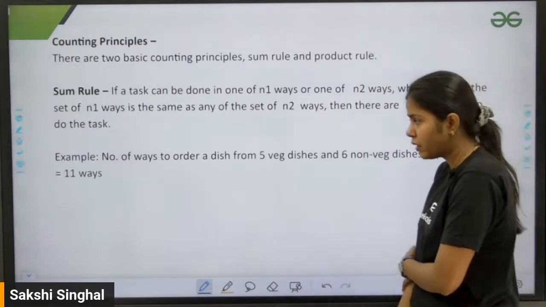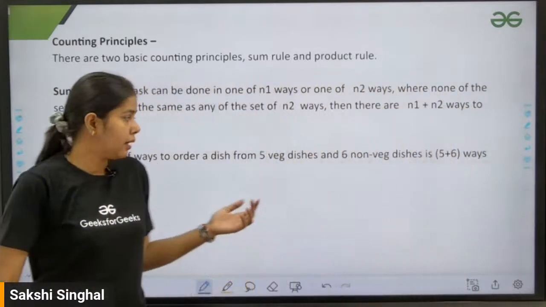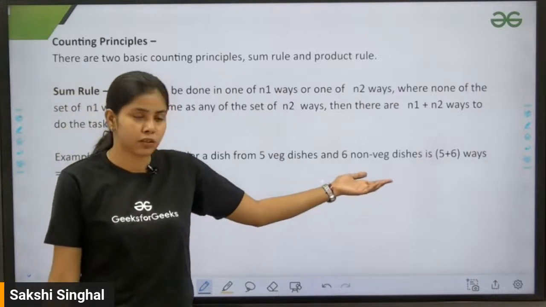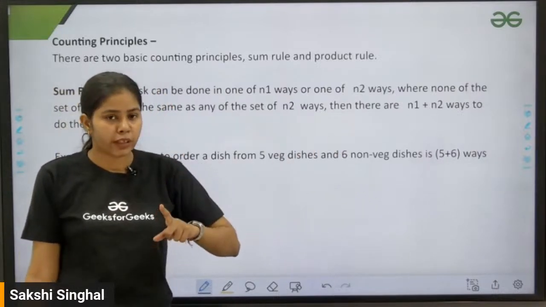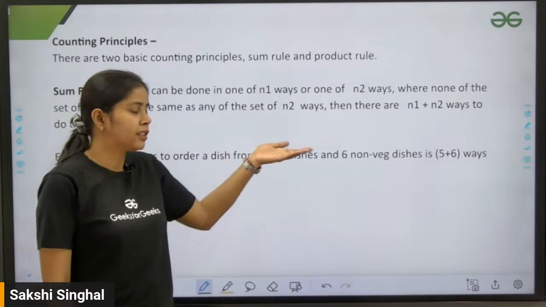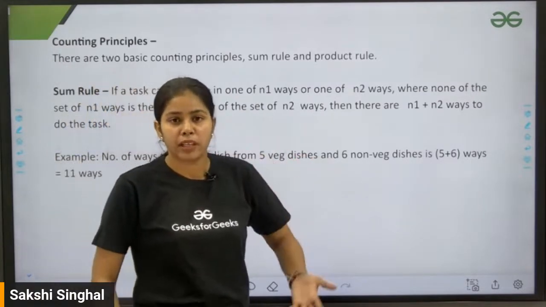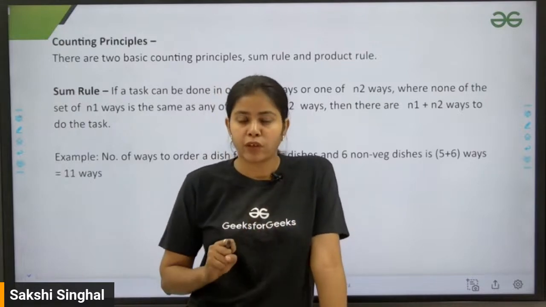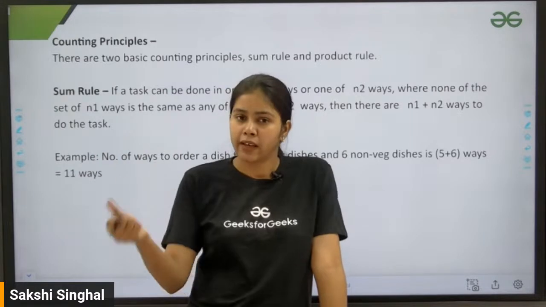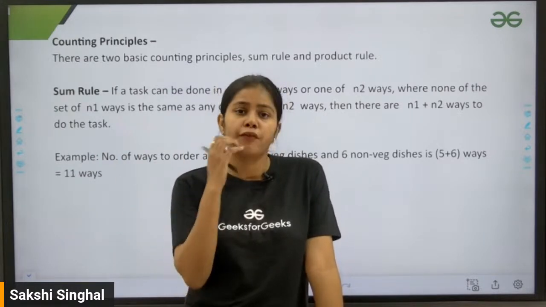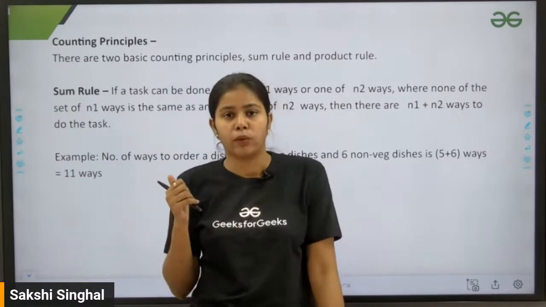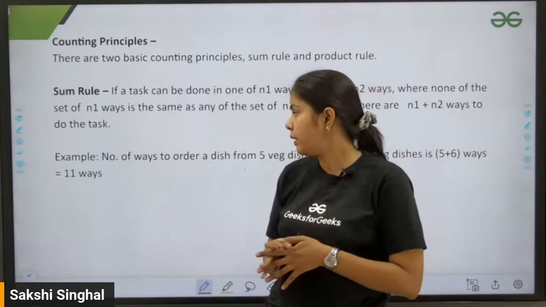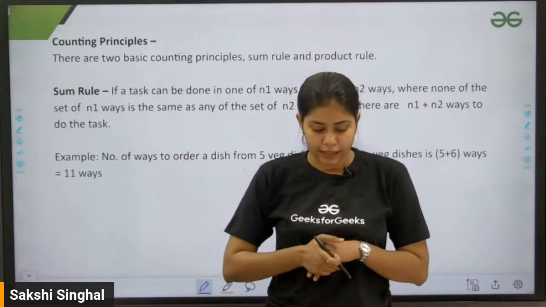Let's understand this with a question. In this example, we want the number of ways to order a dish from 5 veg dishes and 6 non-veg dishes. So I have to order one dish. I have 5 veg dishes and 6 non-veg dishes. So how many ways can I do this? I have 5 options for veg dishes. For non-veg dishes, I have 6 options. So how many ways do I have? 5 plus 6. So that is your sum rule. I can add all those options I have and we'll get the number of ways, right?